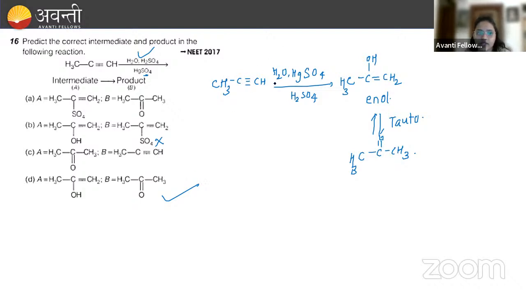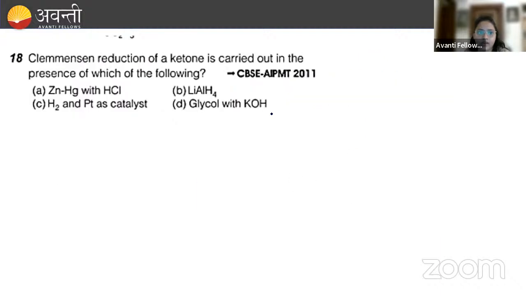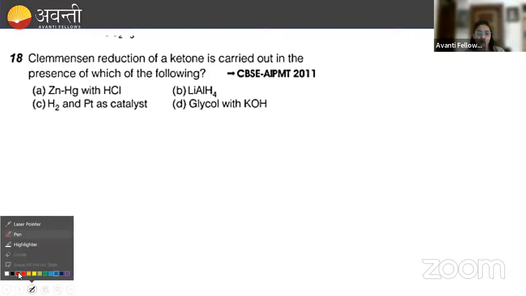Yes, next reaction, next problem. Clemmensen's reduction of a ketone is carried out in the presence of which of the following? So Clemmensen's reduction का directly हमको reagent पूछ लिया है. क्या है आंसर? ABCD. Very simple answer. You can tell me that. Clemmensen's reduction. Yes, I'm going to wait for this. Okay. ABCD. What will be the answer?